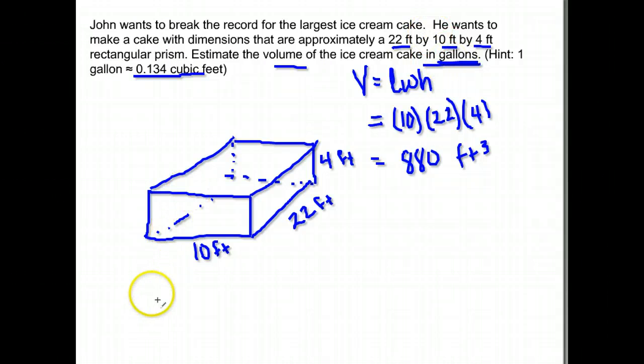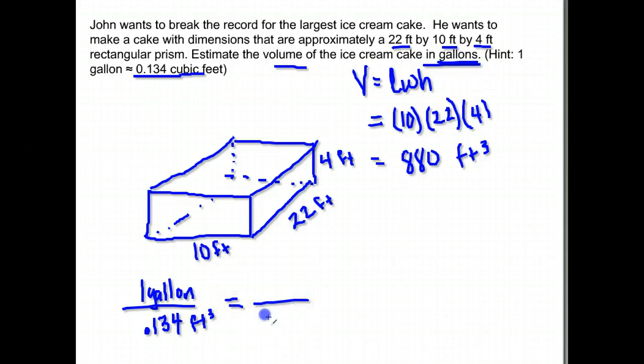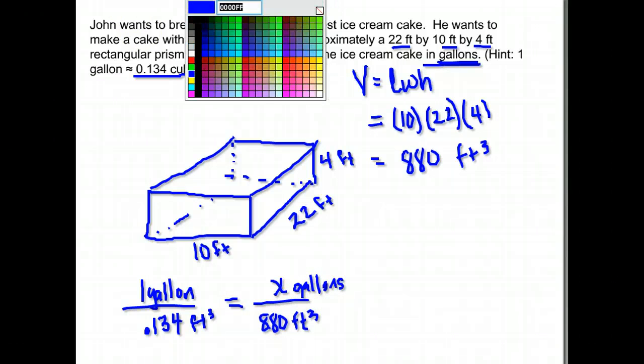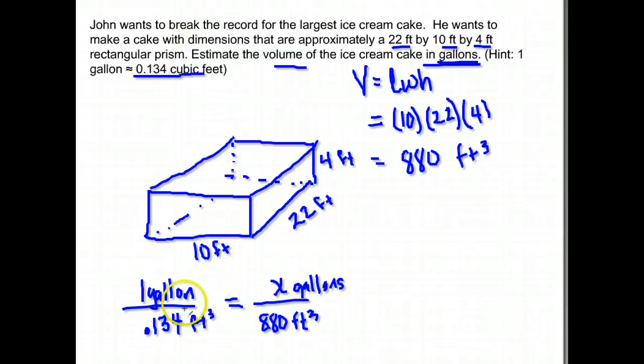The ratio they gave us is that 1 gallon is the same as 0.134 cubic feet. So let's set that equal to, if we have 880 cubic feet, notice I lined it up. When we did ratios, we line it up. Feet are on the bottom, feet are on the bottom, and I don't know how many gallons. So that's my x, and I'm going to solve this. Remember, when you have a proportion to solve, you cross multiply, leave the equal sign in the middle.